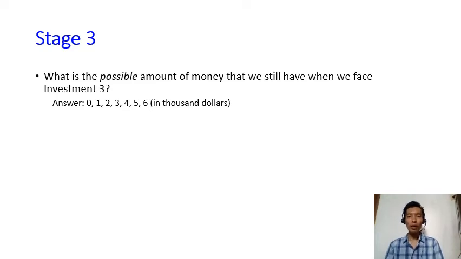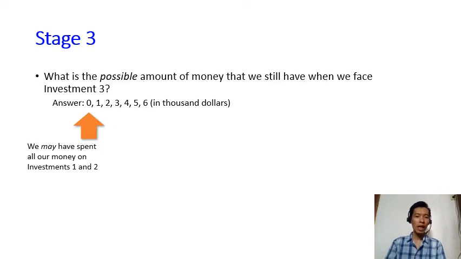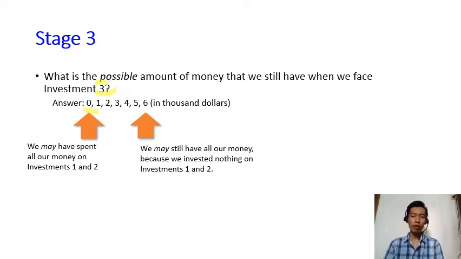Well, these are all possible because, for example, we may have spent all our money on investment 1 and 2. Right? We don't know yet whether that is an optimal decision, but that is a possibility. So we need to consider that. It means that now, because we have spent everything on investment 1 and 2, we only have 0 money left when we face investment 3. That's a possibility. On the other extreme, we have spent nothing on investment 1 and 2. So we still have $6,000 intact with us when we face investment 3. So these are all the possibilities.